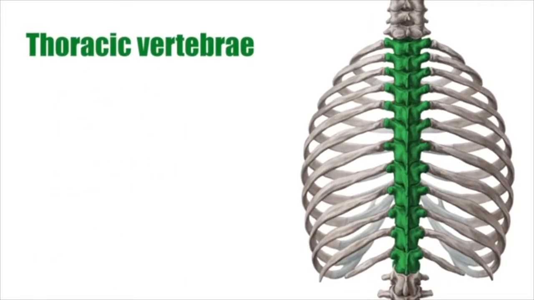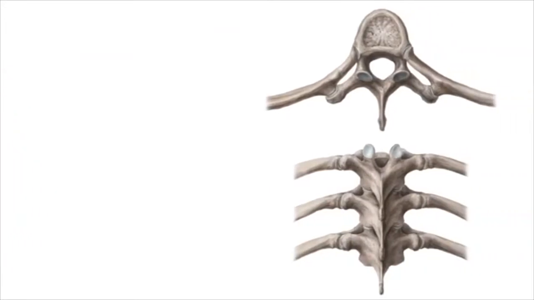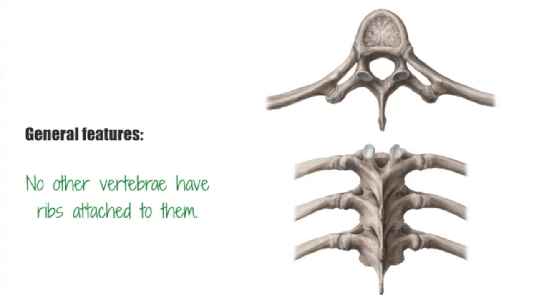There are 12 thoracic vertebrae denoted as T1 to T12, found in adult humans, and they are situated in between the cervical and lumbar vertebrae, with a general sizing larger than the cervical but smaller than the lumbar vertebrae. For each of the 12 thoracic vertebrae, there is a corresponding pair of ribs attached to them. This is unique, since no other vertebrae have ribs attached to them.